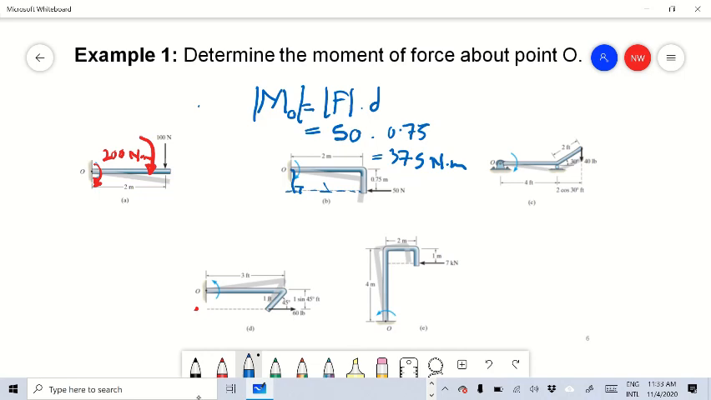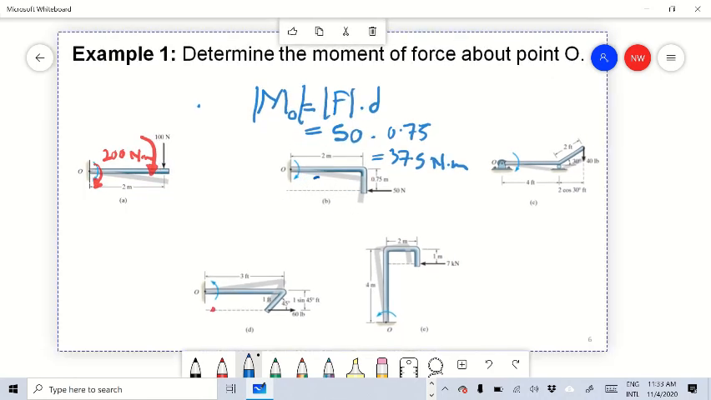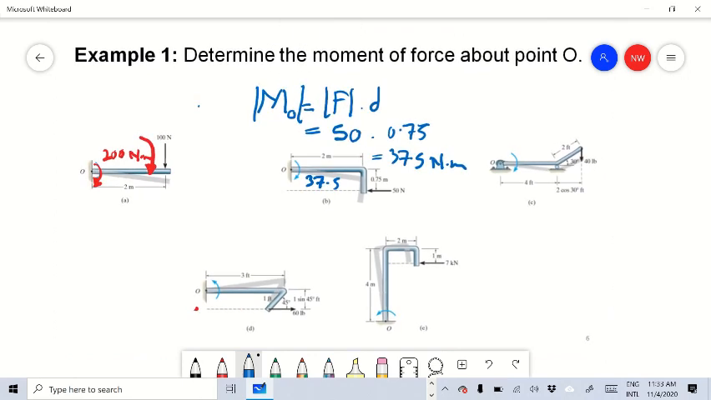So what is the direction? If you take about this point, it will rotate like this, so it is in the counterclockwise direction. So we can say 37.5 in this direction.